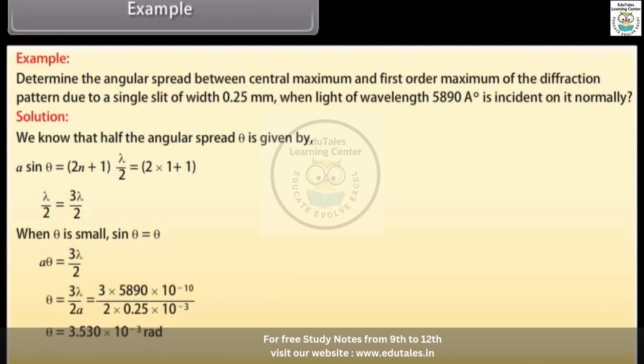On putting the values, we get the value of theta as 3.530 multiplied by 10 raised to the power minus 3. Hence, the total angular spread is equal to 3.530 multiplied by 10 raised to the power minus 3 radians.